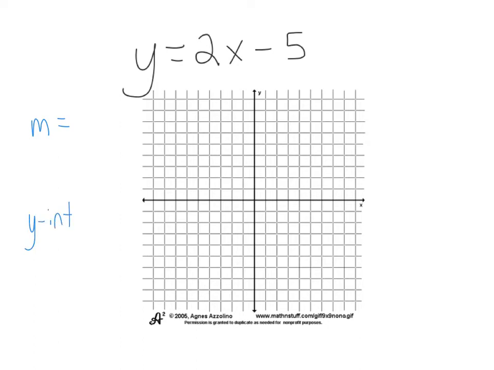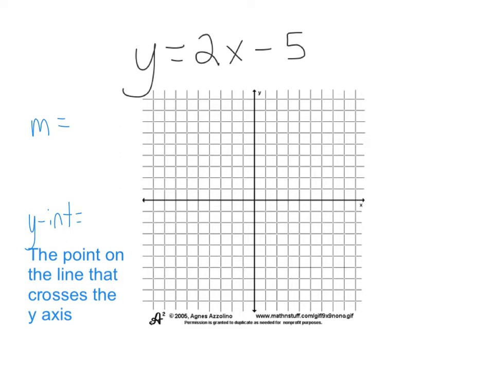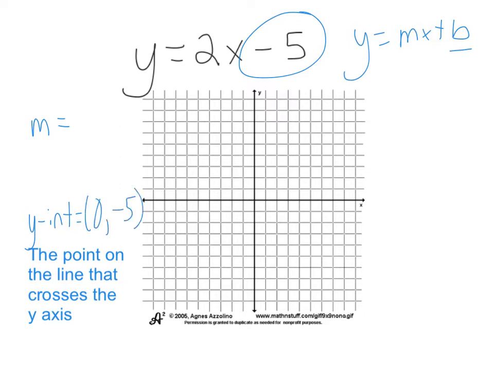Y-intercept means the point at which my line crosses the y-axis. I usually want to start with my y-intercept because that gives me a starting point on my graph. When I have the equation y equals mx plus b, the b represents my y-intercept. So in this equation, my y-intercept is negative 5. That means my line crosses the y-axis, which is right here, at negative 5. So my coordinate point for my y-intercept is 0, negative 5.